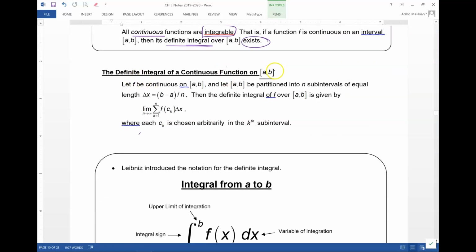The definite integral of a continuous function on the interval a, b. If f is continuous from a to b, and if we partition a to b into n subintervals of equal length, then the width of each subinterval is b minus a over n. Remember, that's the width of each subinterval. We're going to call that delta x.